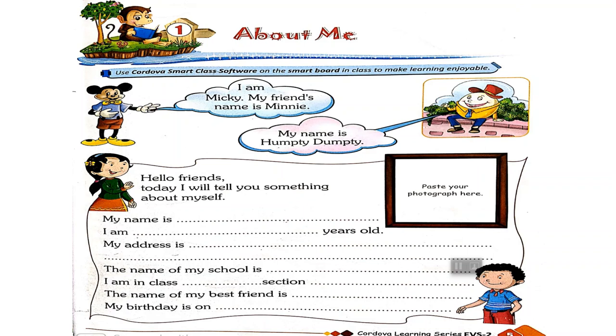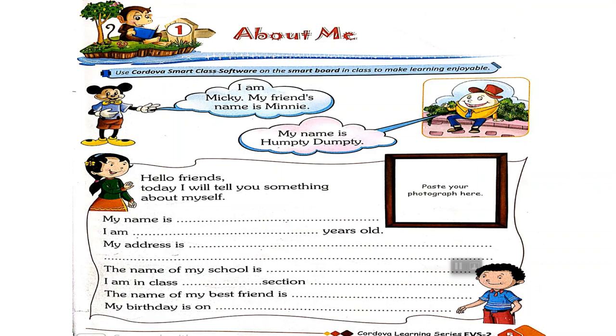There is Mickey and on the other side there is Humpty Dumpty. Yes, you guessed it right. And what are they doing here? They are giving an introduction to themselves. Here Mickey is saying, I am Mickey and my friend's name is Minnie. And here he is saying, my name is Humpty Dumpty. So they are introducing themselves through their name.